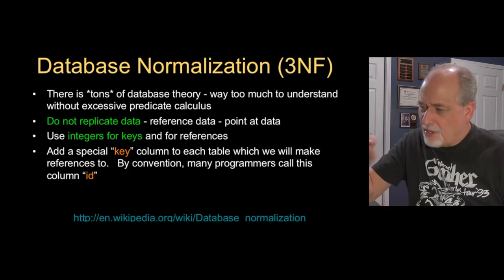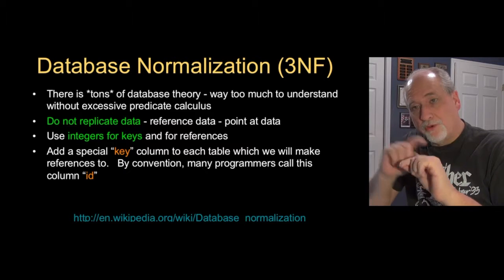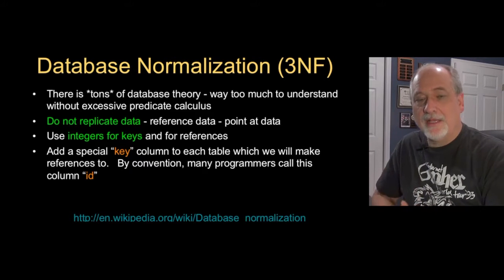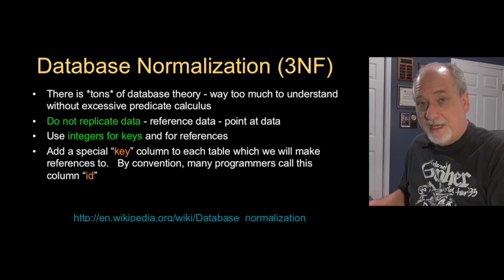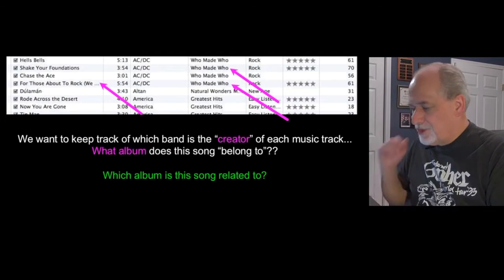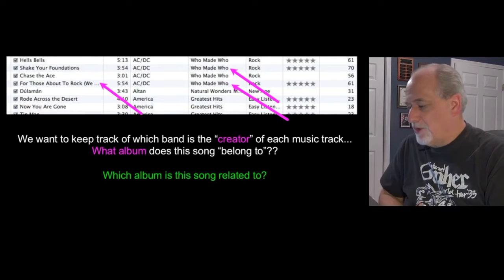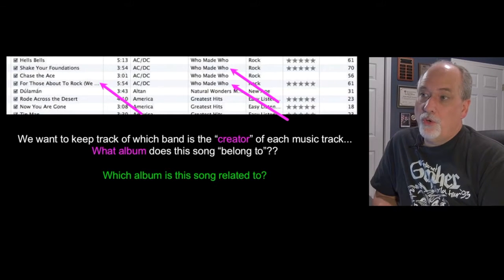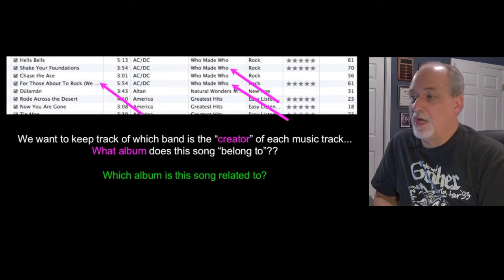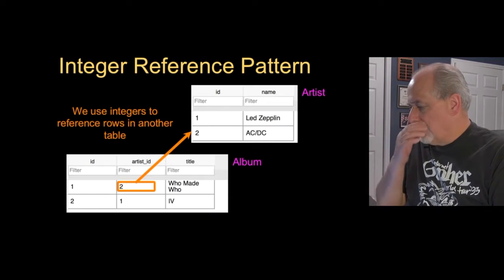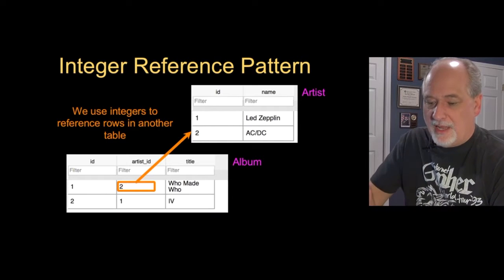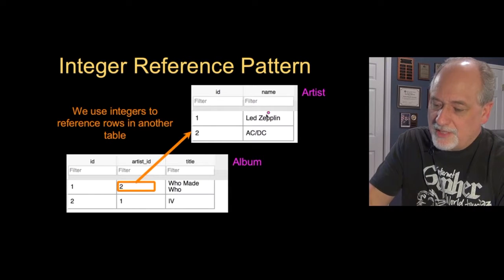So we'll assign each row an integer, and then we're going to point from one row to another using those integers. And so we're going to add these special key columns to each of the tables, and the database will even give us help managing those. Now, we still need to keep track of who is the creator of the album, which album a track belongs to. We've got to create these relationships, and we have to come up with ways to store those relationships. And so the idea is we're going to have a column in a table, which is the key column, and we're going to call this the ID column.